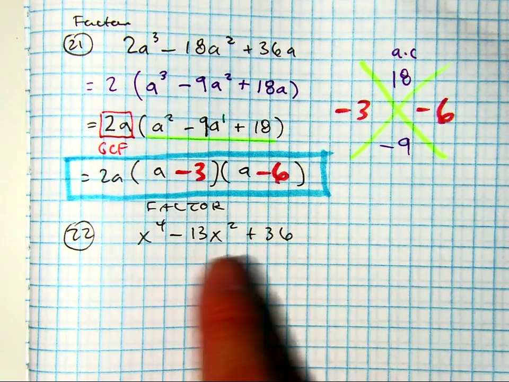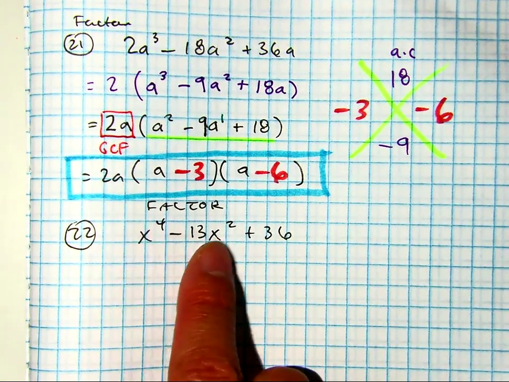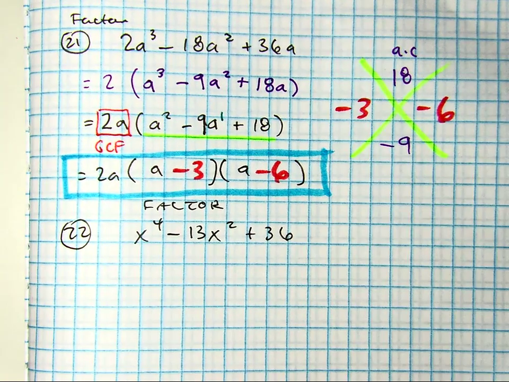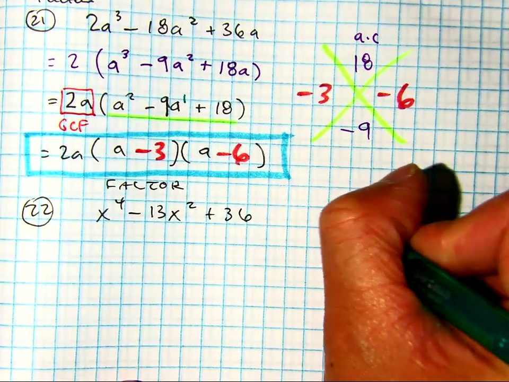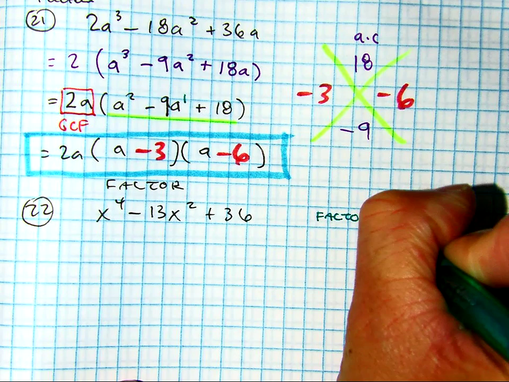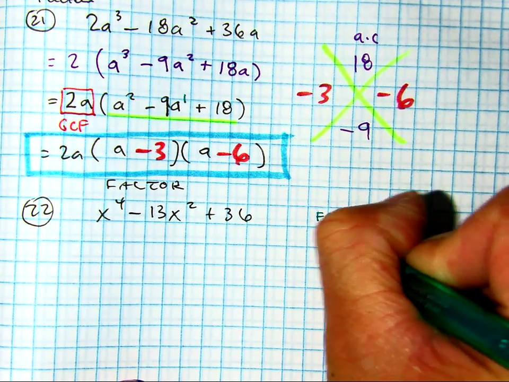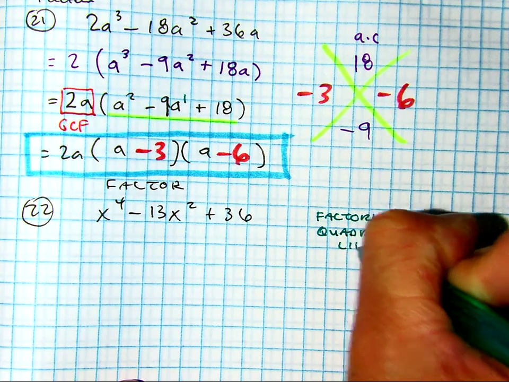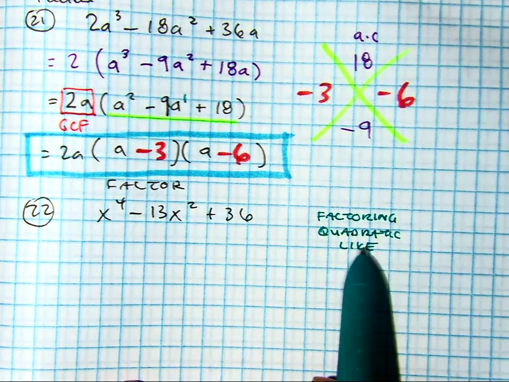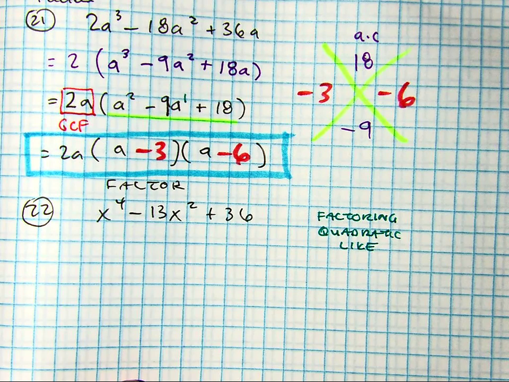Count the number of terms with me. Ready, set, go. So I can't use factoring by grouping. Okay. So some books call this factoring quadratic-like. So I need to make it kind of like a quadratic, but in order to do that, I'm going to have to do a substitution.